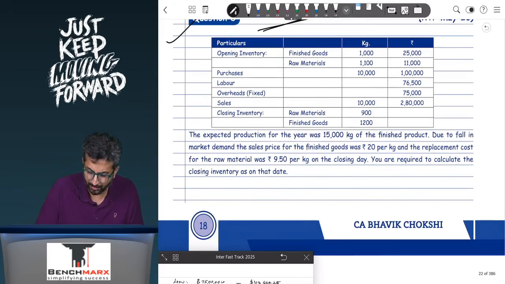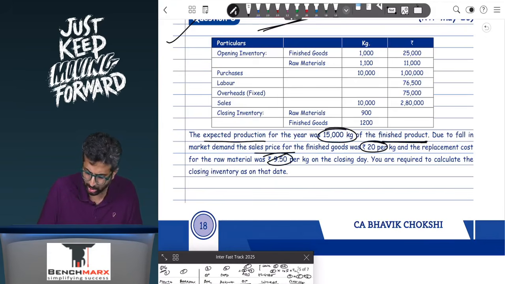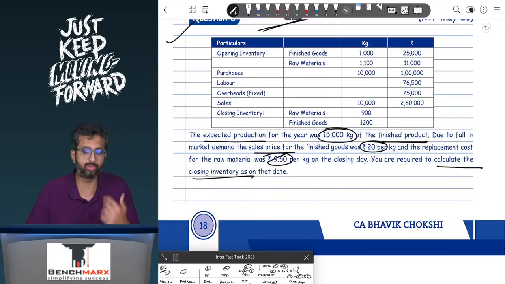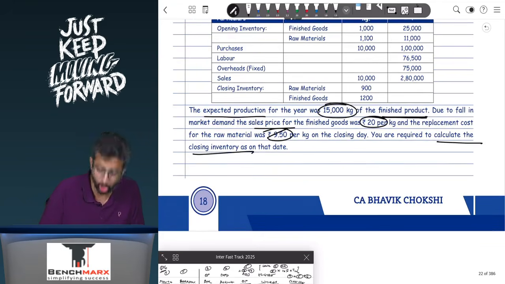So opening inventory of finished goods is there, raw materials, purchases, labor, fixed overhead, sales and inventory. The expected production of the year was 15,000 of finished goods. Due to fall in the demand, the sale price of the finished goods was 20 and the replacement cost of raw materials was 9.5. You are required to calculate the closing inventory. Now the thing is, they have not given you finished goods produced or raw materials consumed.